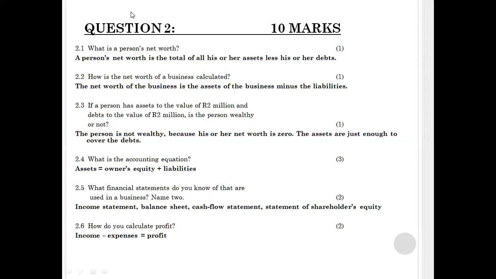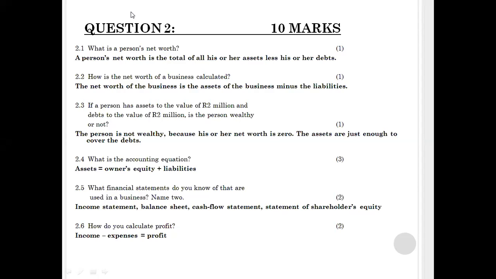2.3, if a person has assets to the value of 2 million and debts to the value of 2 million, is the person wealthy or not? Think for yourself: if the assets are 2 million and the debts or liabilities are 2 million, what is that telling you, for 1 mark? The person is not wealthy because his or her net worth is 0. The assets are just enough to cover the debts.